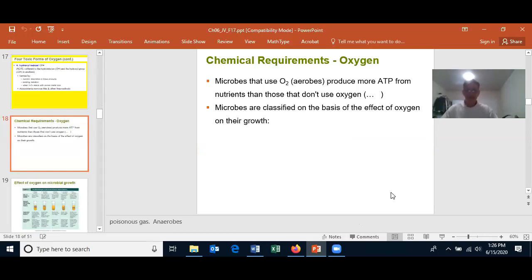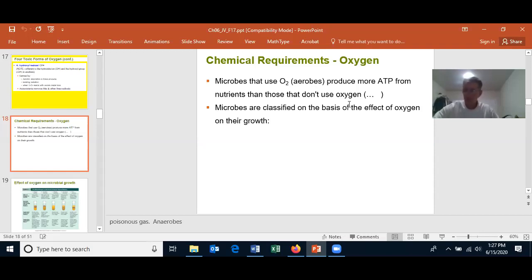Chemical requirements. All living things have an oxygen requirement. For an anaerobe, the oxygen requirement is that no oxygen be present. So microbes that use oxygen, we call them aerobes. That literally means they breathe air. And when we mean that, we mean they're breathing the oxygen in the air. And aerobes produce more ATP from the nutrients than anaerobes that don't use oxygen. And so aerobes tend to grow faster than anaerobes. Any question about that?